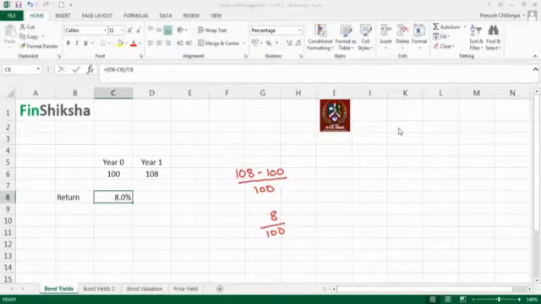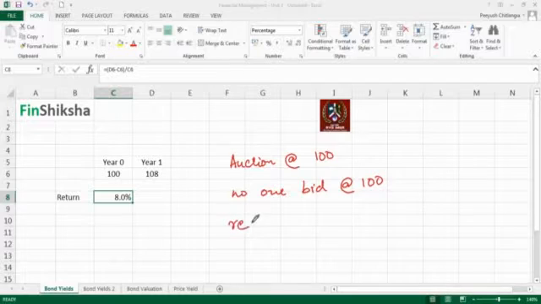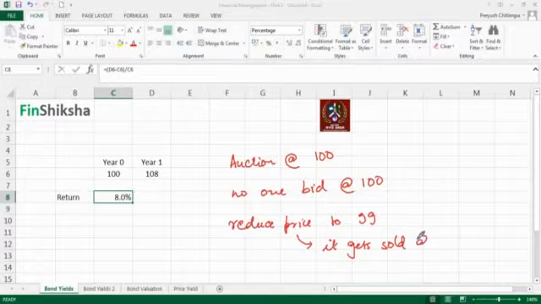Now let's assume for a minute that this company came to issue this bond at 100 rupees with an 8% interest rate, but the market did not buy it. So they came and did the auction at 100, but no one bid at 100. Now what will happen in the market? In a general market, if you're trying to sell something for 100 and no one is willing to buy it, you'll reduce the price. So you reduce the price to 99 and let's say it gets sold at 99.